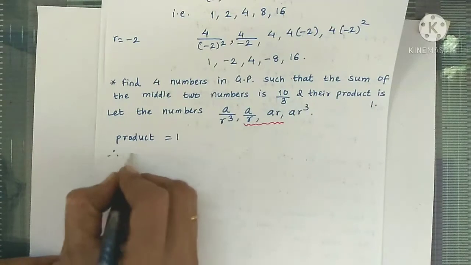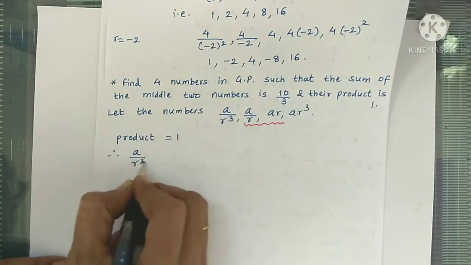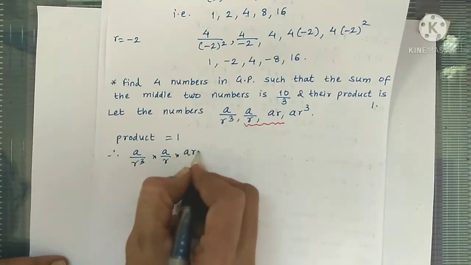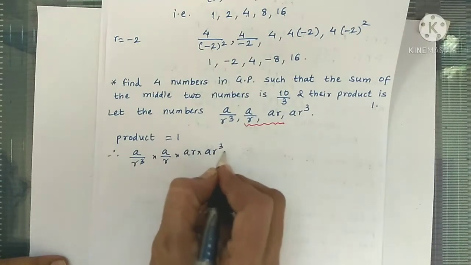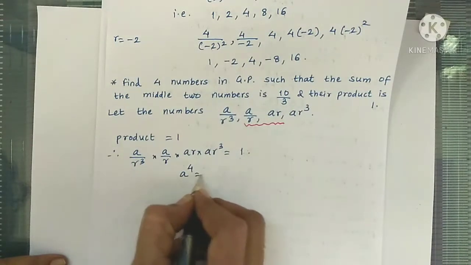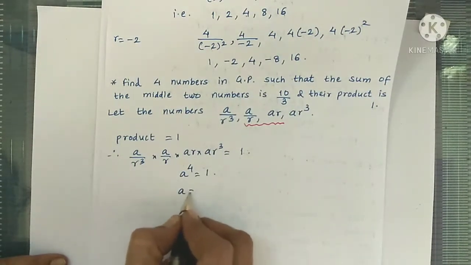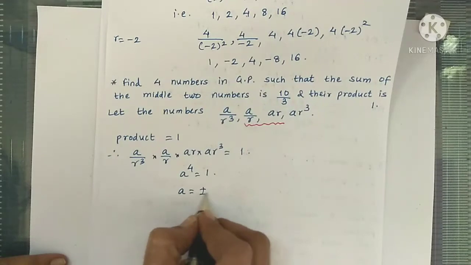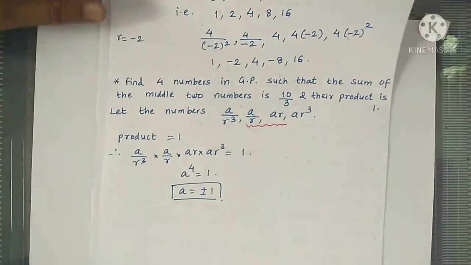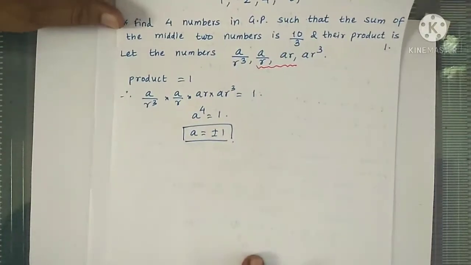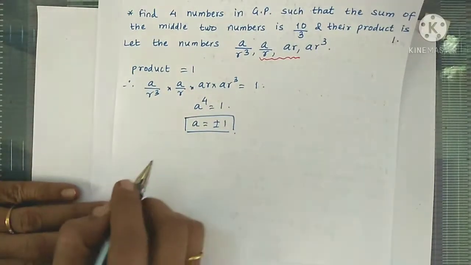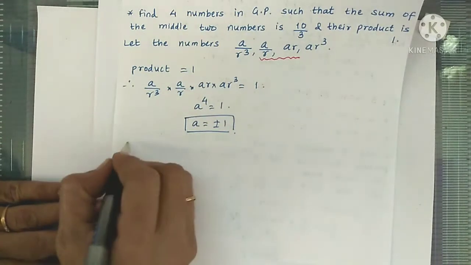Therefore (a/r³) × (a/r) × ar × ar³ = 1. So we get a⁴ = 1, so a = ±1. Okay, let's solve for 1 and then for minus 1. Now the sum of the middle two numbers.